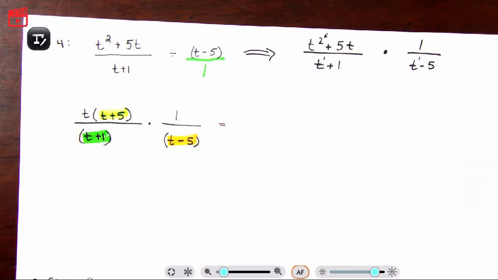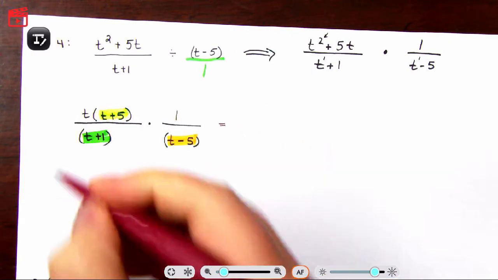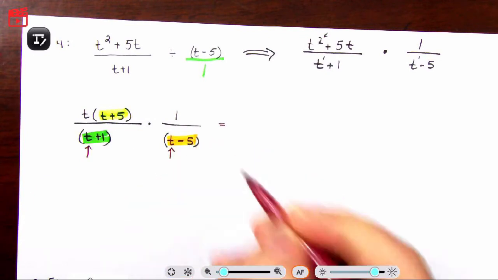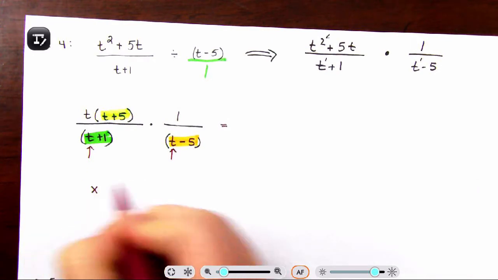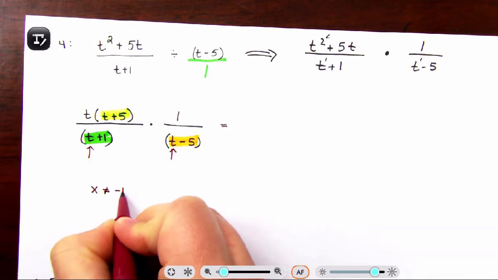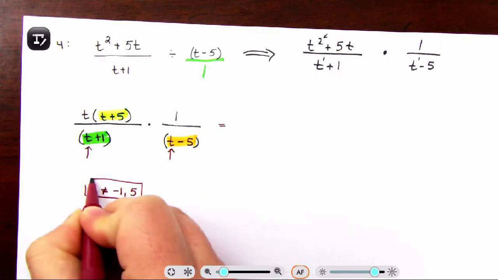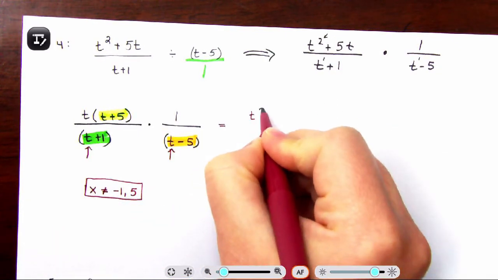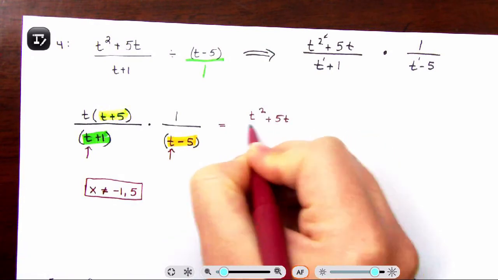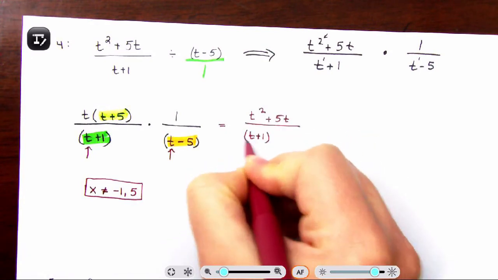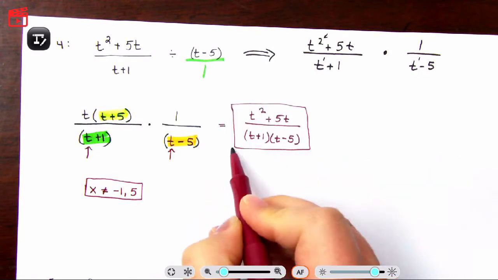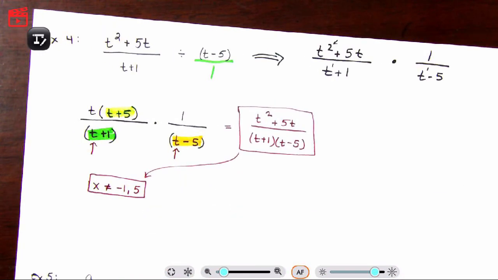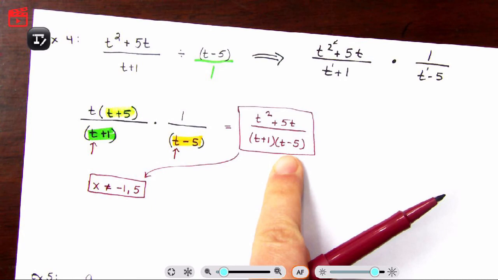So how does our answer look? Well, before we do that, let's check for our excluded values. Anytime you see a variable in the denominator, you're going to have excluded values. So x cannot equal -1 and +5, so make sure you have that. And so for our final answer, we just have t squared plus 5t divided by t plus 1 and t minus 5. Again, depending on what your teacher says, read the directions if he or she wants you to leave the denominator factored, or if they want you to expand it.